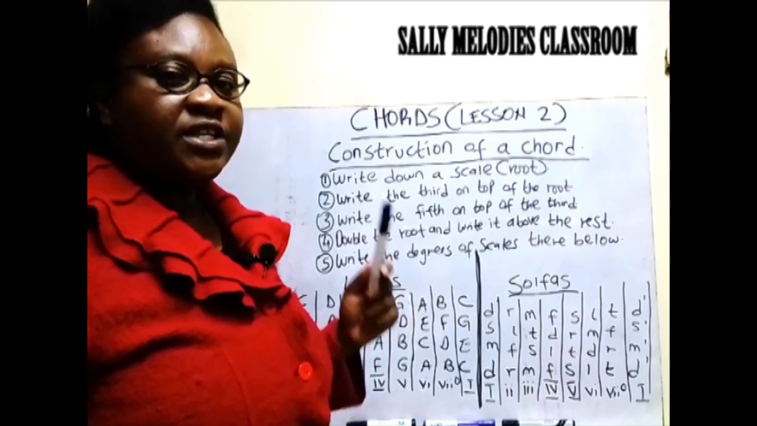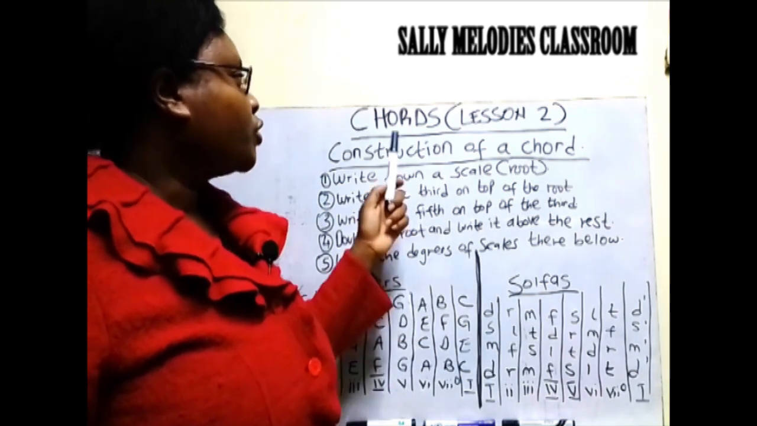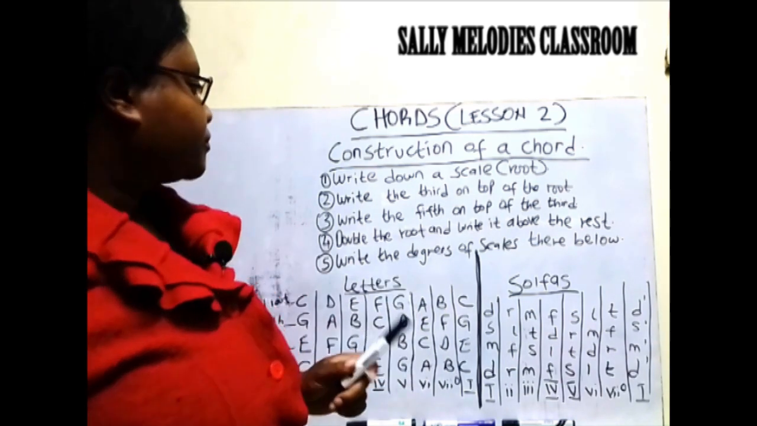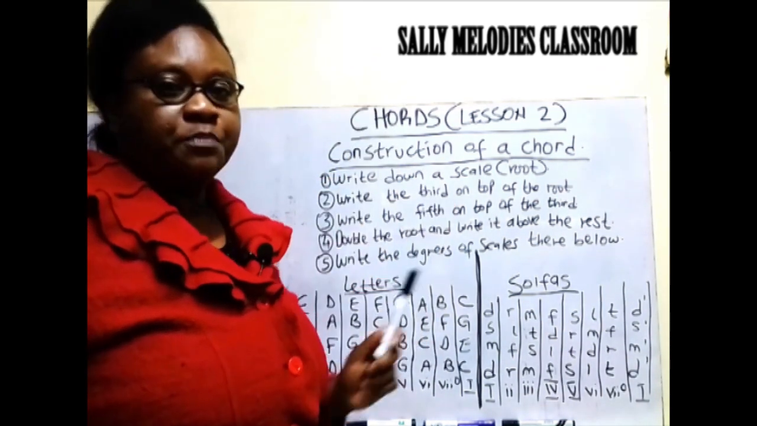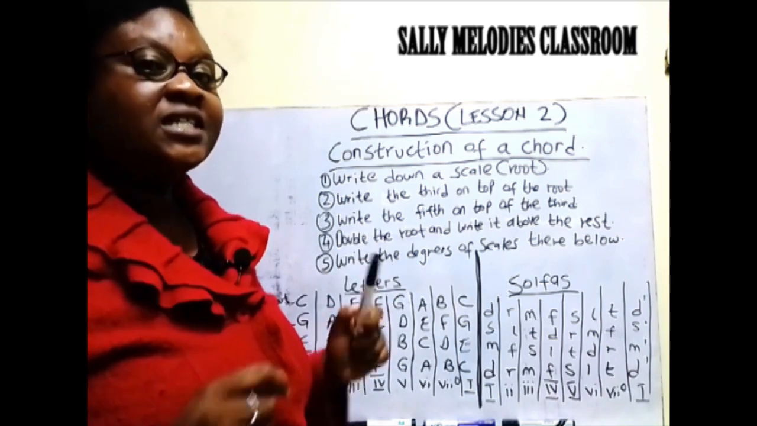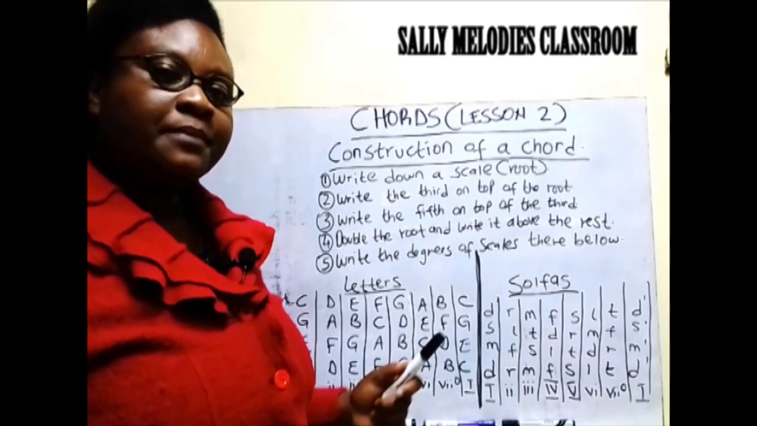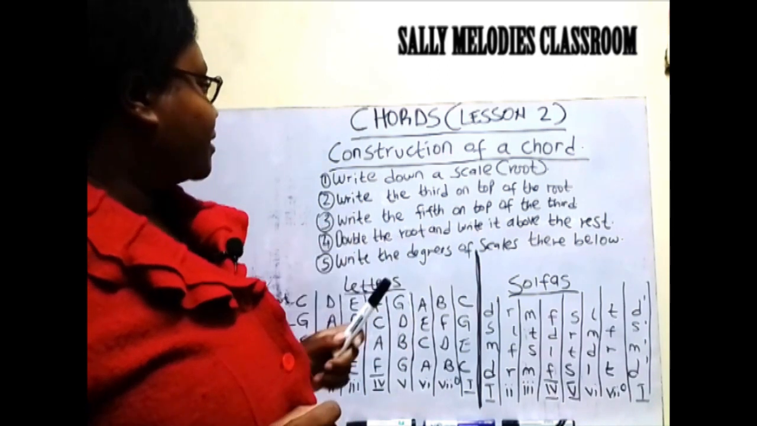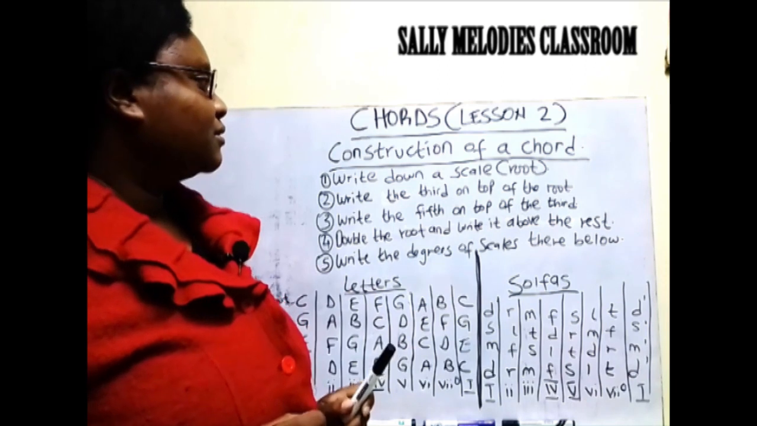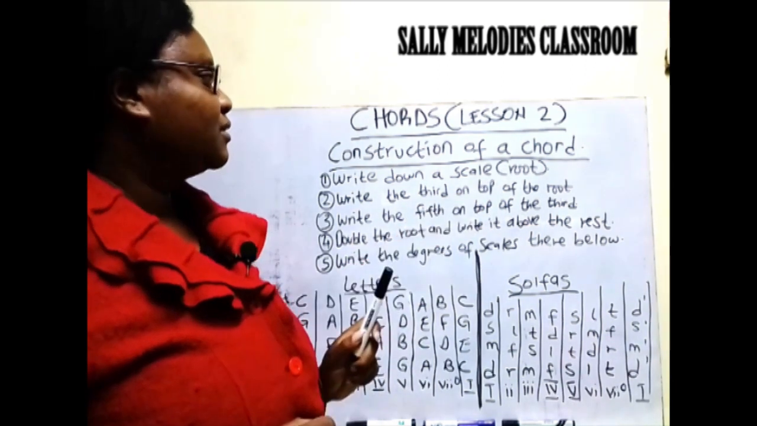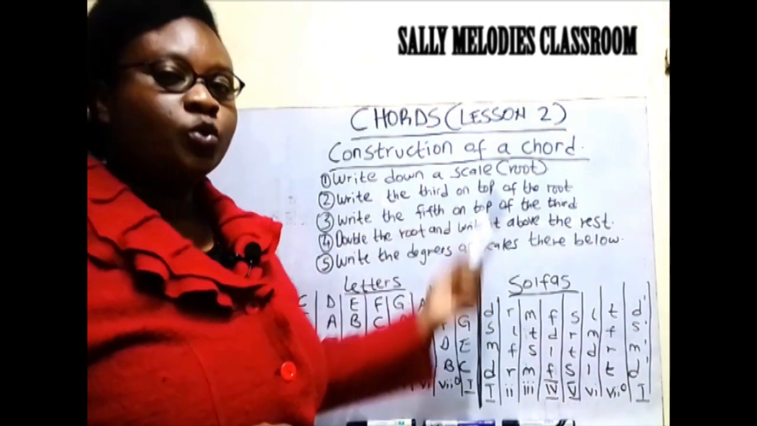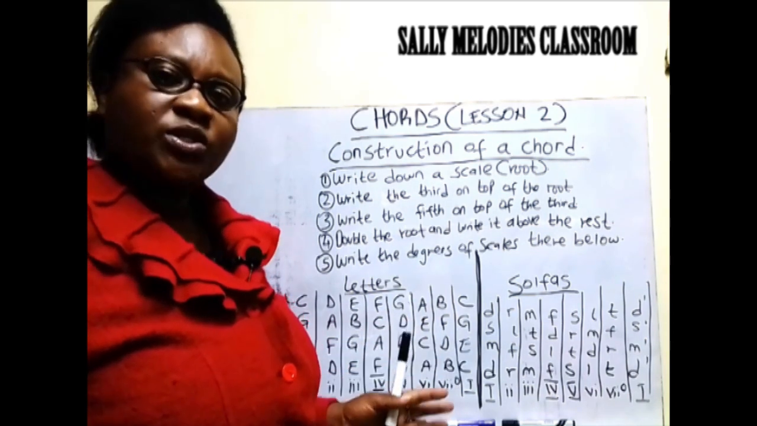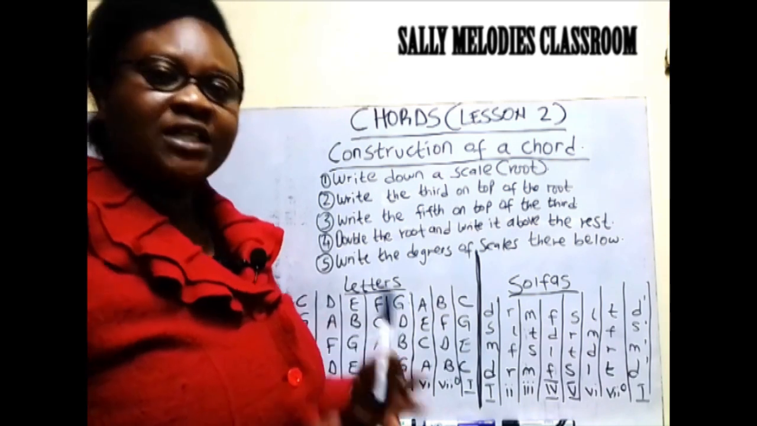There is no big difference between construction of a chord and construction of a triad. We follow the same steps, but there is a slight difference. There is something that we are going to add on top. So number 1, write down a scale, and that will be your root. Any scale, whether C to C, G to G, A to A, D to D.